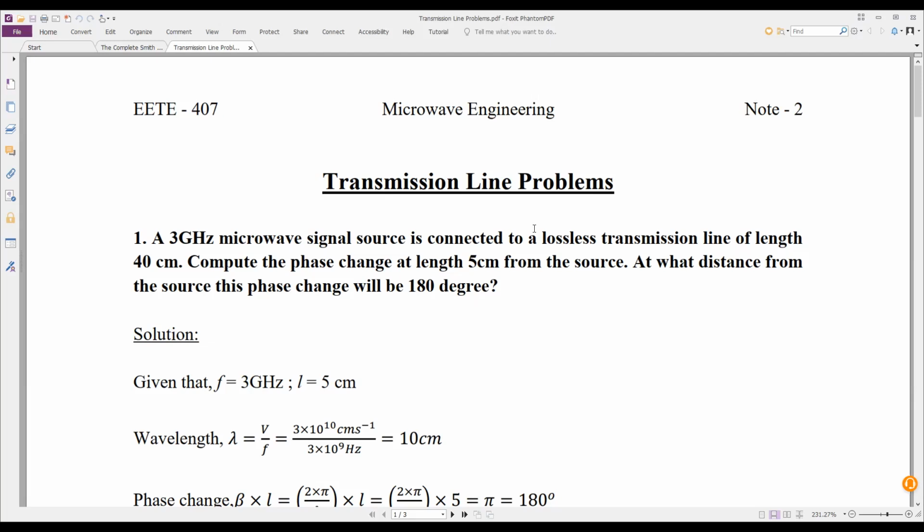So what we have found here are the return loss, RL, the reflection coefficient, the transmission coefficient, and the VSWR. These things have been found here.